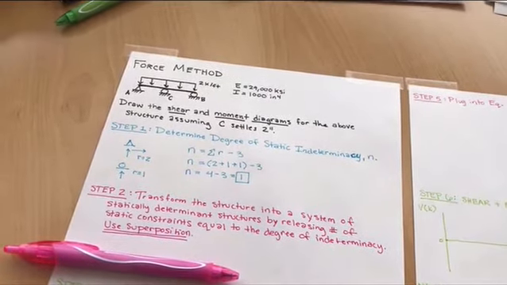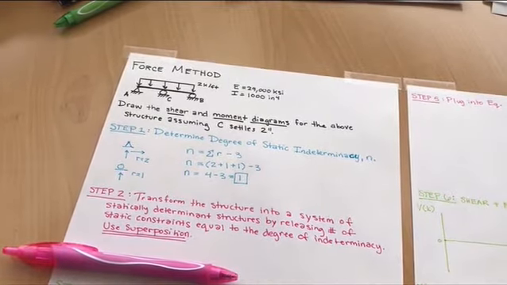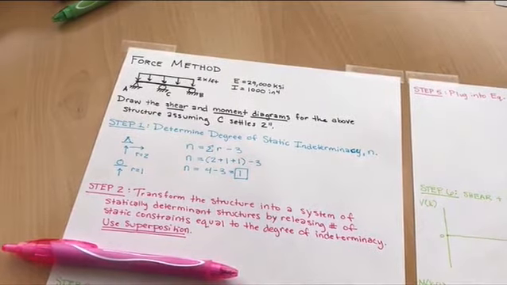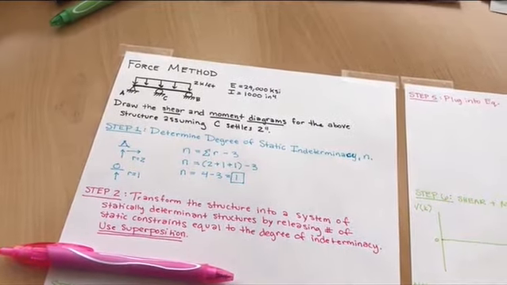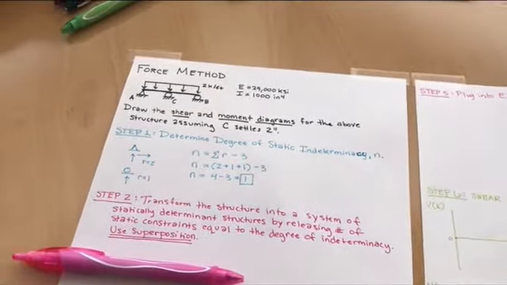Now the first step in this process is to determine the degree of static indeterminacy. You'll want to do this so that you can pick which redundant you'll need for the next few steps.